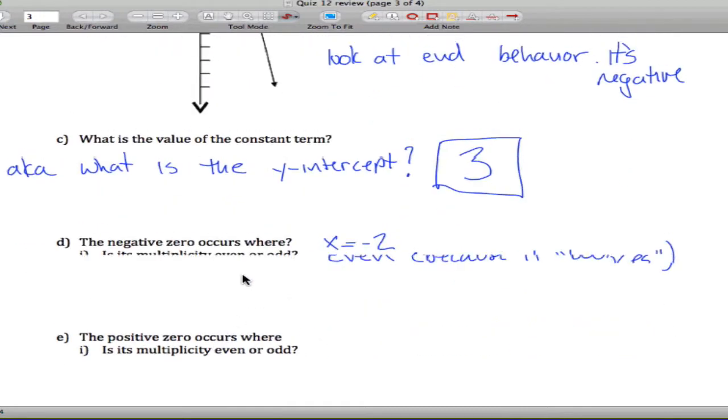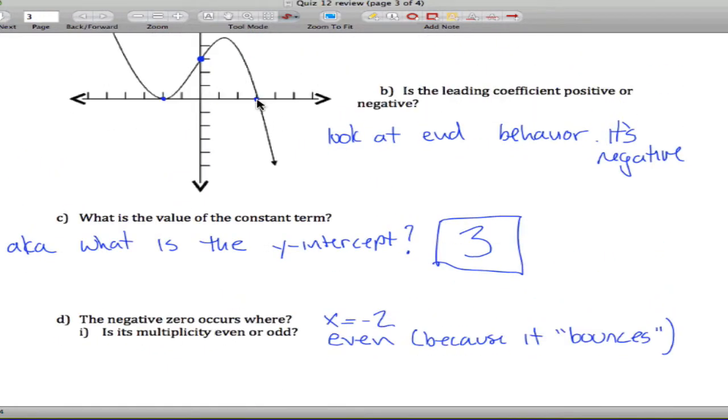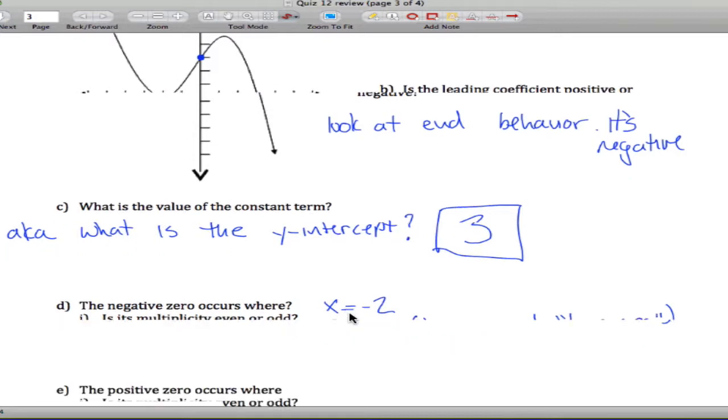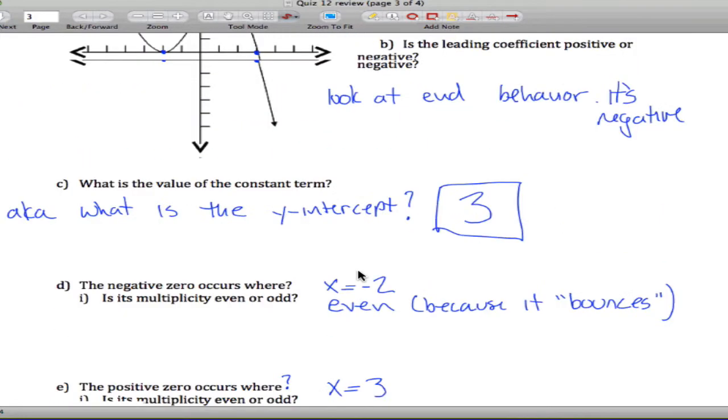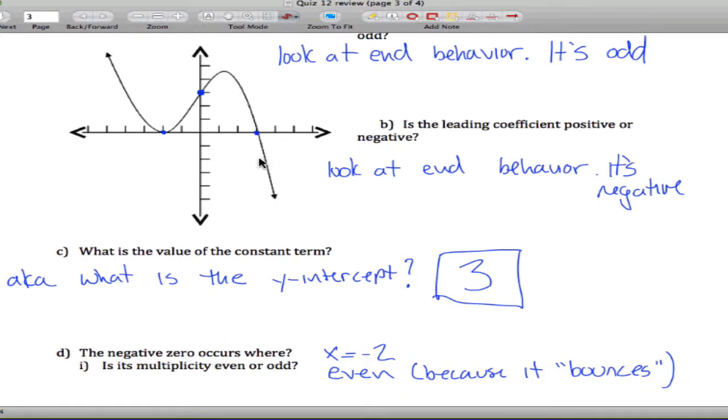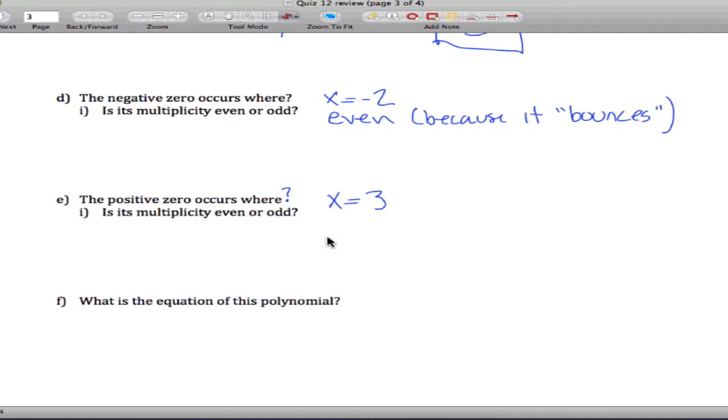The positive 0 occurs where? Okay, here's our only other 0. This one's a positive number, 1, 2, 3. Occurs at x equals 3. Guess that's a question. The answer is 3. Is its multiplicity even or odd? Well, since the graph goes right through this point, the multiplicity is not even, therefore it's odd. It doesn't bounce.